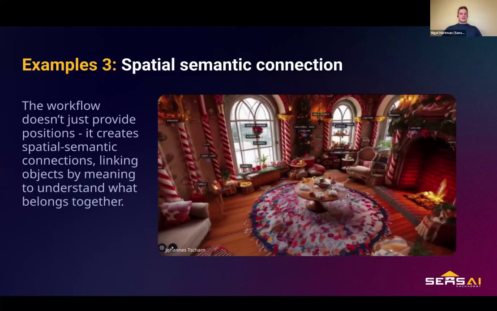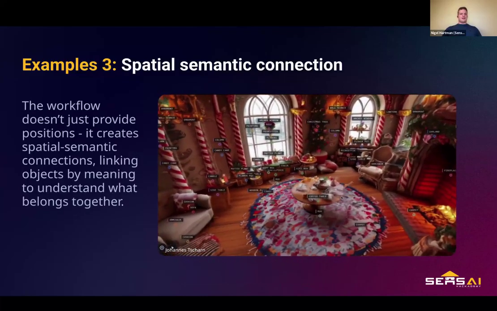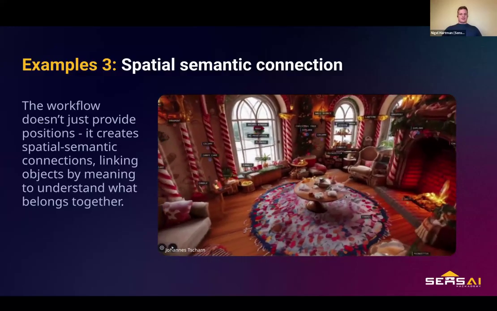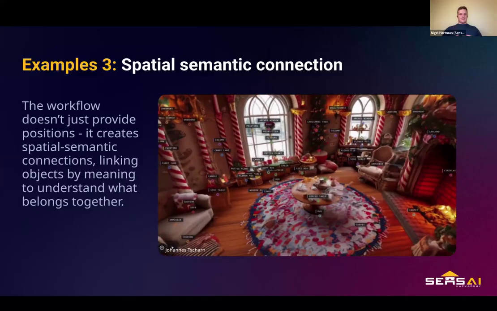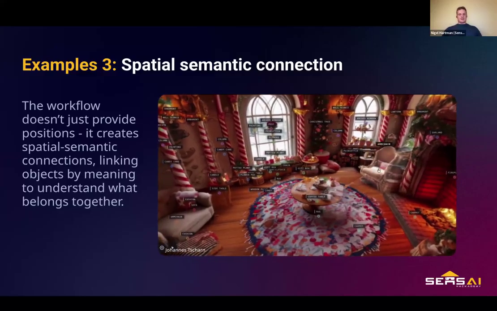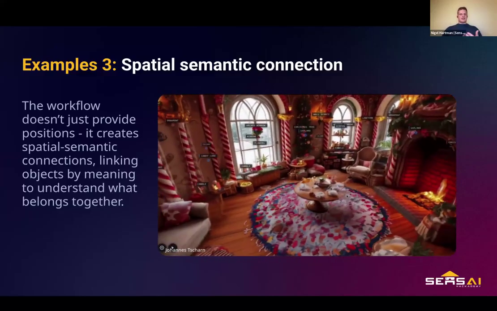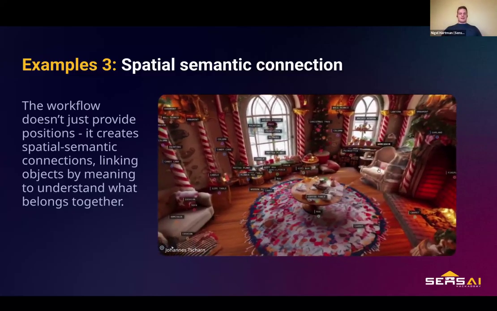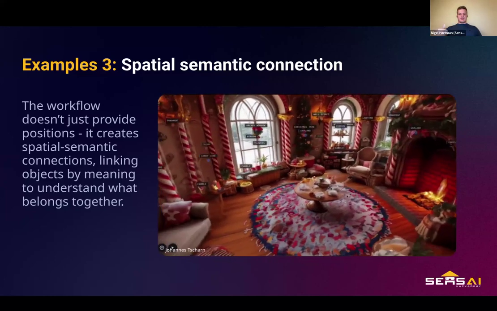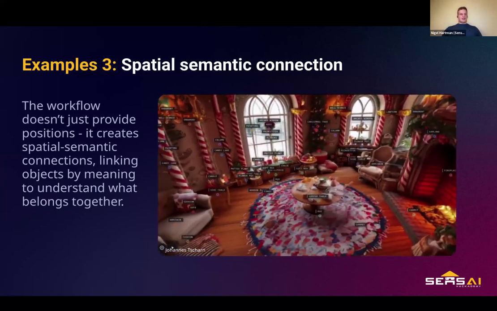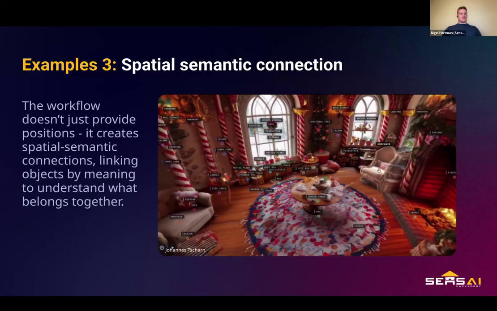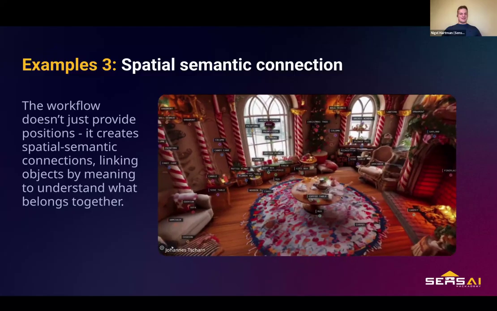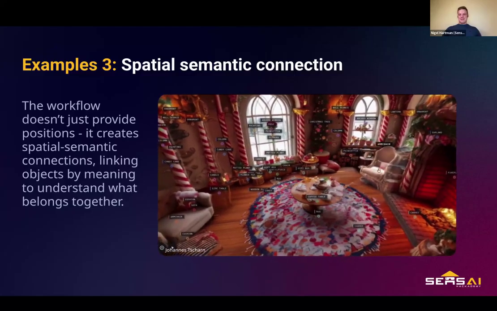And the other use case we have is like a spatial semantic connection. So what Johannes tried to build here is having connection between each of the elements. So basically, you know that the table is on top of the carpet, for example, or that the Christmas tree is standing on the table, and getting these types of spatial semantic connections. I think that's a really cool use case and would really like to see more about that.